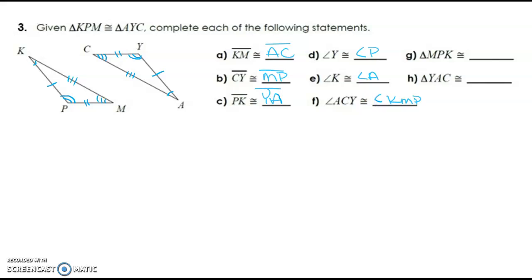Alright, so now that we know that, then we can make the congruency statement that MPK is congruent to CYA. So the triangle MPK is congruent to triangle CYA, and then if we were to rearrange that a little bit, we can tell that triangle YAC is congruent to triangle PKM.